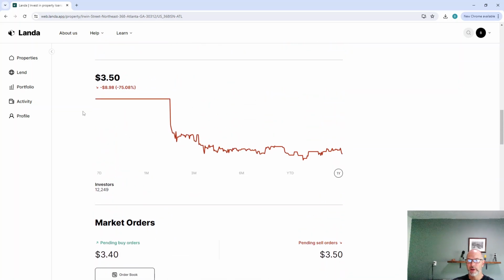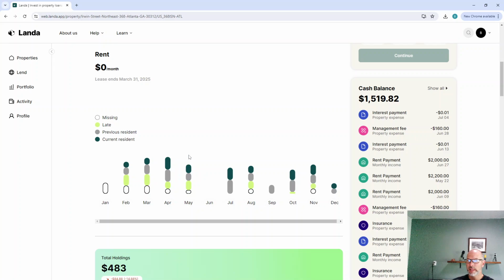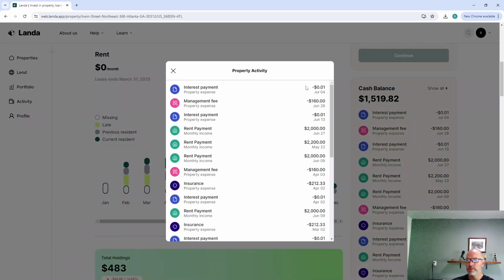And if I come up here to the current rent, I have no idea what this means because they're showing a year and then they show different pieces, but it doesn't really provide any descriptions on what's going on. It does show this cash balance here. So if we come into that, we can see that there's, again, another interest payment on July 4th. We've got management fees being charged. I've got rent being paid. But that rent doesn't seem to track. So for example, I've got $2,000 a month in June, $2,200 in May, $2,000 in June.